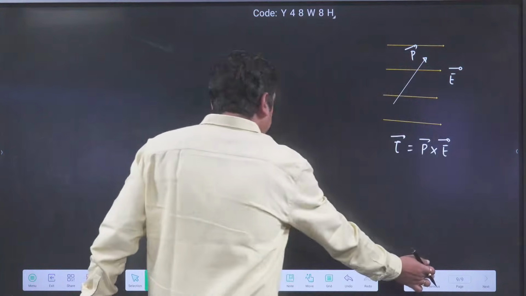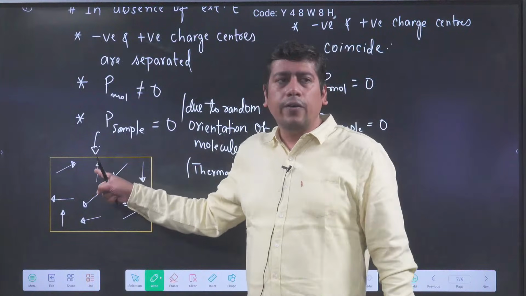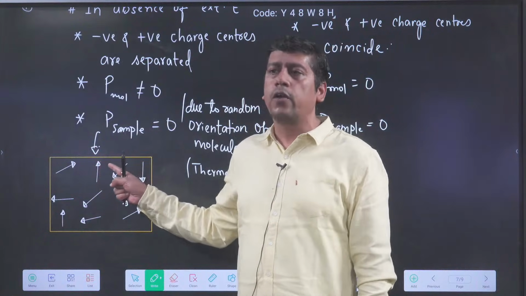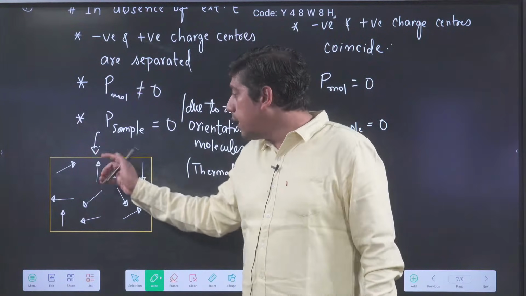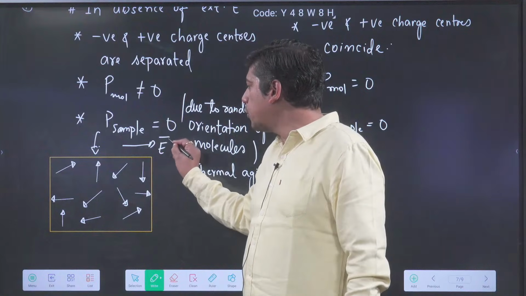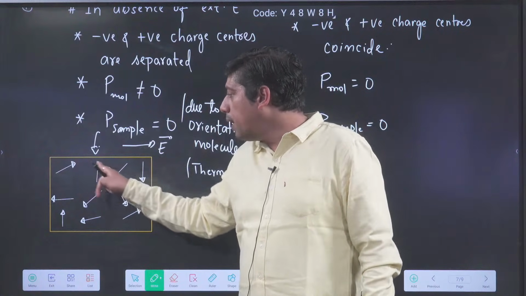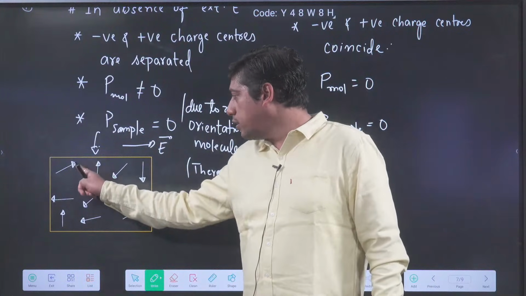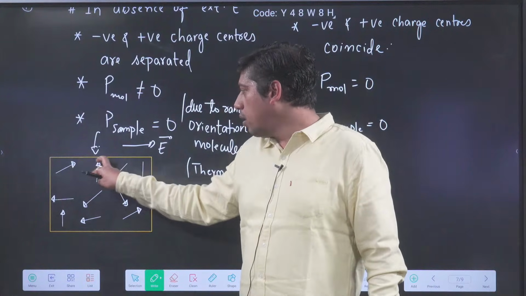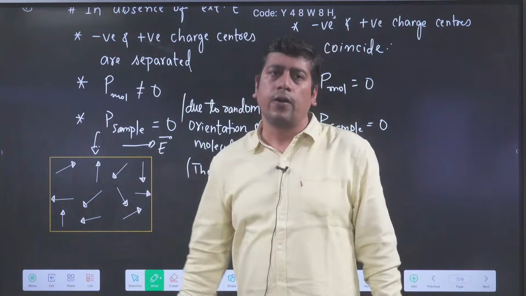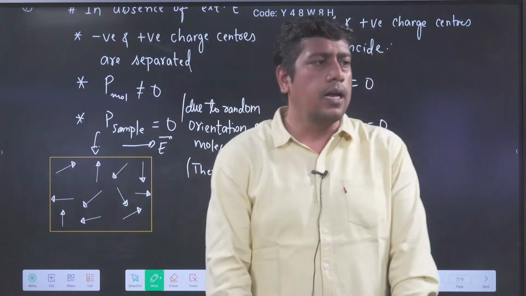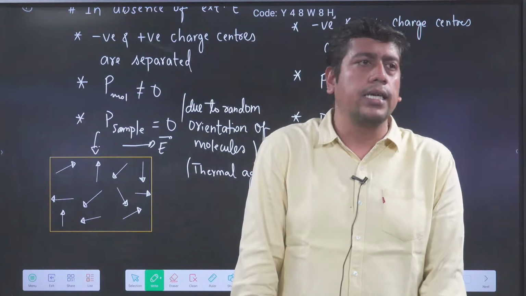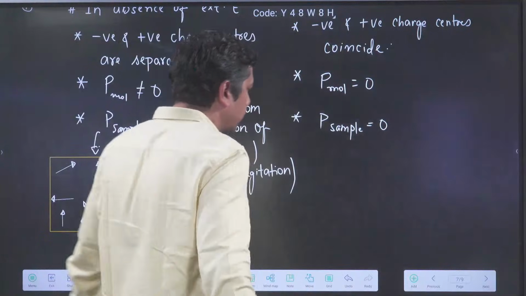Now, if you switch on an electric field here, every molecule has some P vector. What will happen? Let's say the electric field is towards the right side. It will start applying torque on each molecule, due to which the molecules will align themselves in the direction of the electric field. All the dipole moment P vectors will be in the direction of the electric field, meaning the randomness will decrease and alignment will increase.